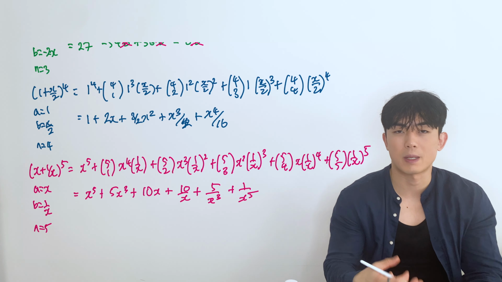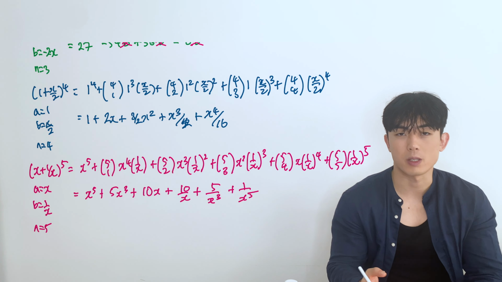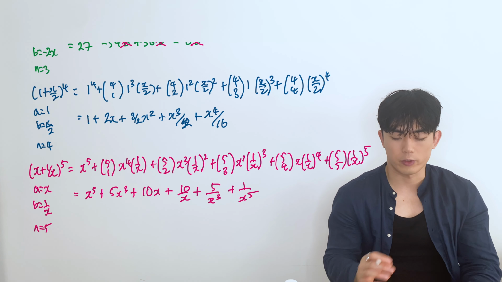So it doesn't matter what A and B are. They can be big numbers, they can be x's. As long as you follow the rules, you can expand it all.